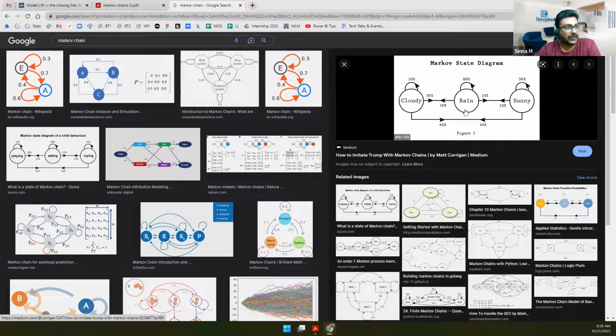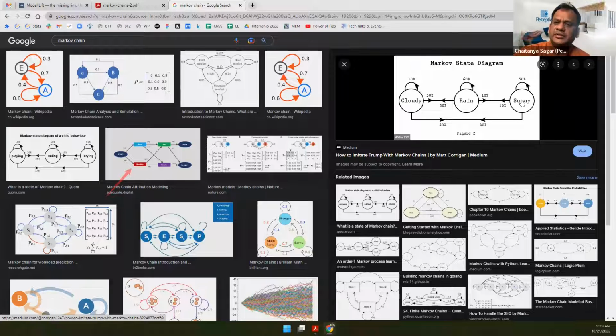So here you have cloudy, rain, sunny. What state is going to come up next depends upon what state you currently are in. If it is sunny, there is a 50% chance that it will be sunny again, a 40% chance that it can change to cloudy, and only a 10% chance that it can rain. So what state is next depends a lot upon the current state you're in. That is what is modeled by Markov chains.